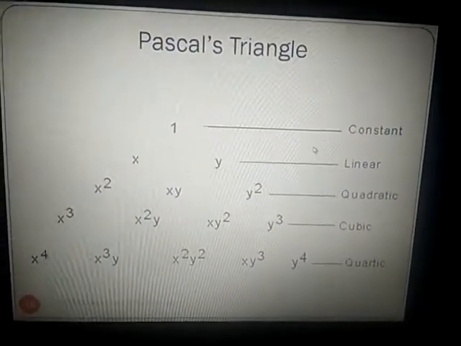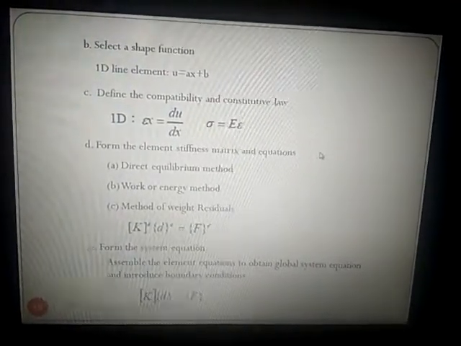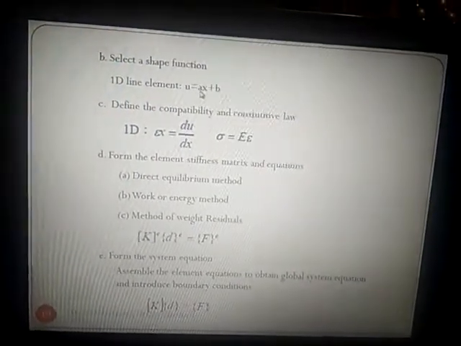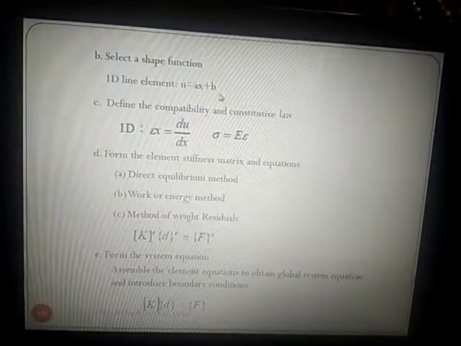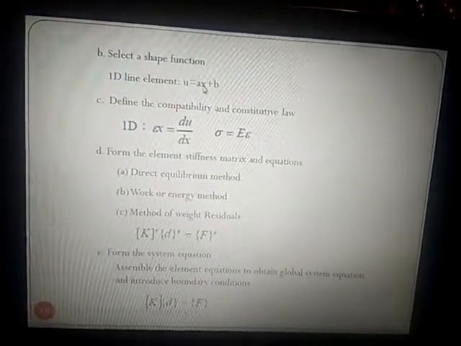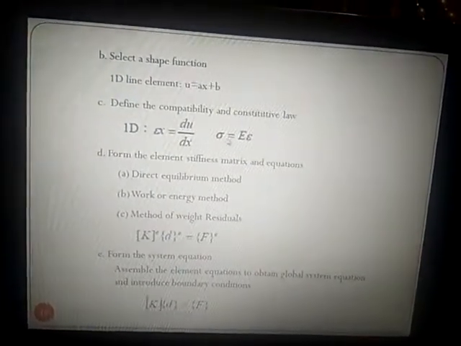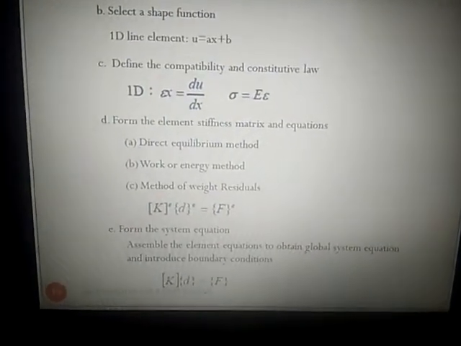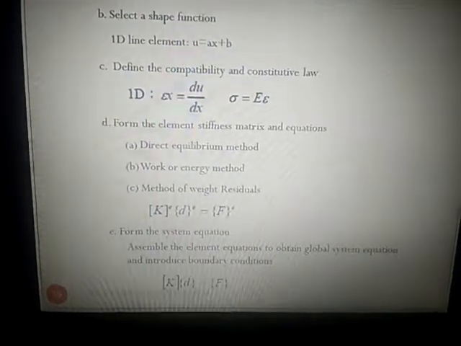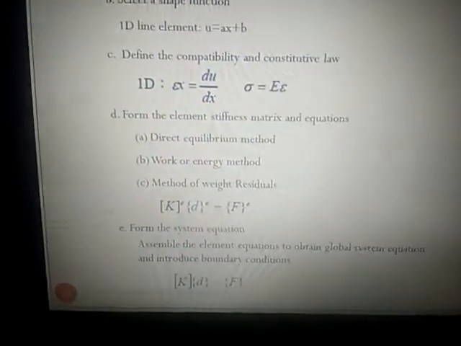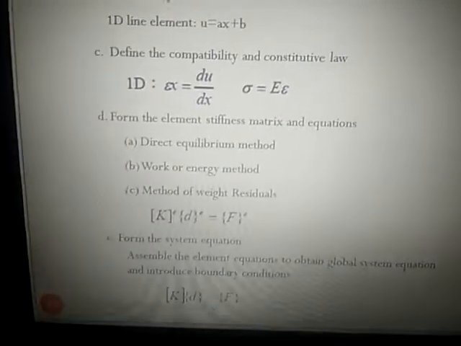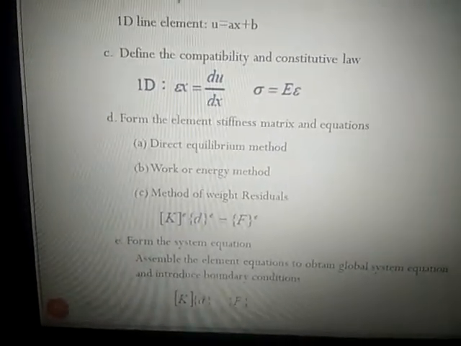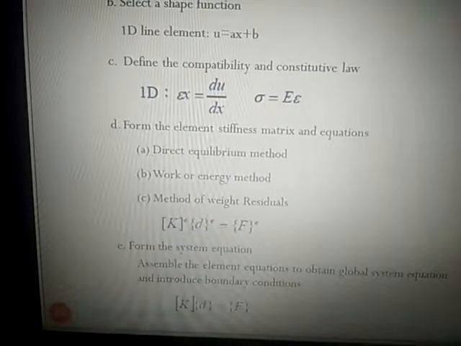He was a mathematician. Select the shape function. U is equal to, means any displacement is a function of, ax plus b, one constant with one coefficient. Define the compatibility and constitutive law, that is epsilon x equals du by dx. Sigma is equal to capital A into epsilon. Form the element stiffness matrix: direct equilibrium method, work or energy method, method of weighted residuals. F is equal to Kd.